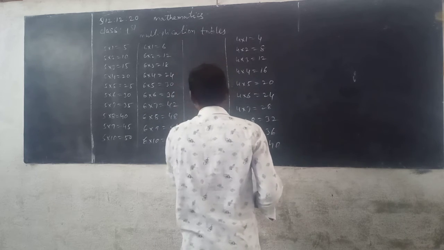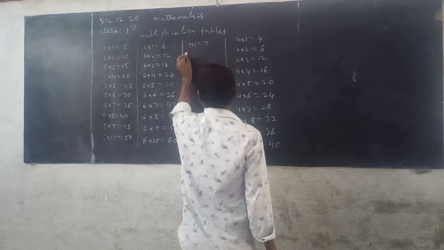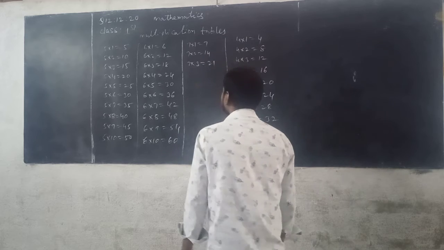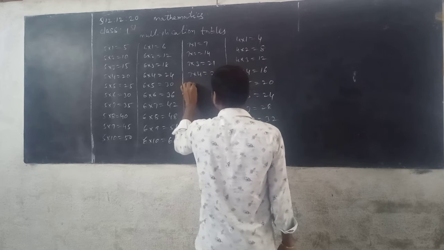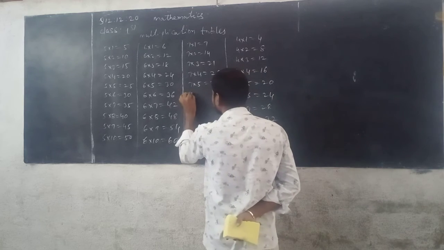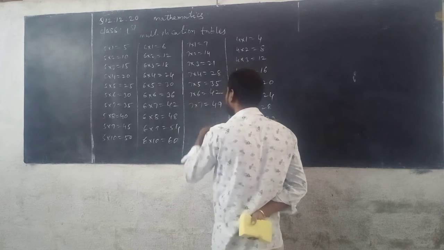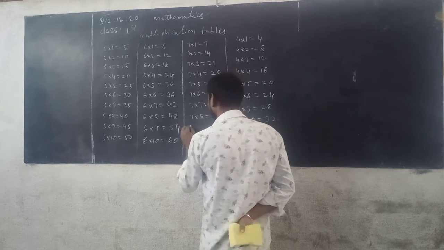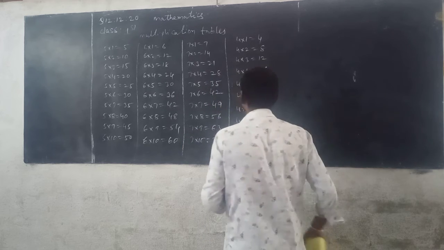Next, seventh table. 7 1s are 7. 7 2s are 14. 7 3s are 21. 7 4s are 28. 7 5s are 35. 7 6s are 42. 7 7s are 49. 7 8s are 56. 7 9s are 63. 7 10s are 70.